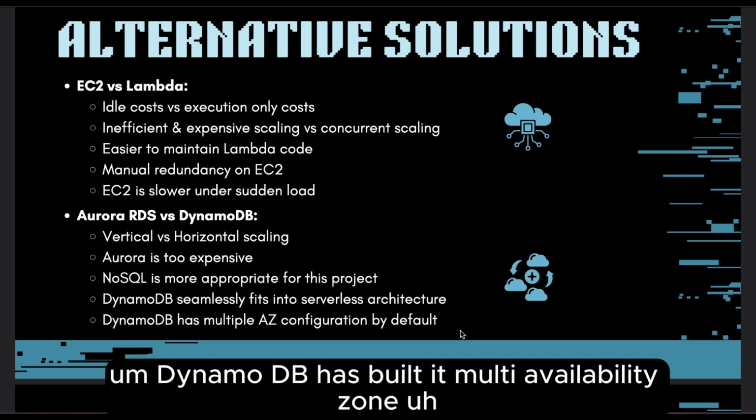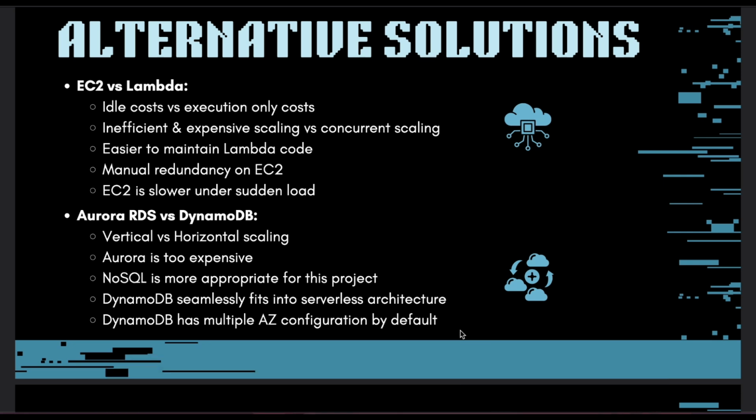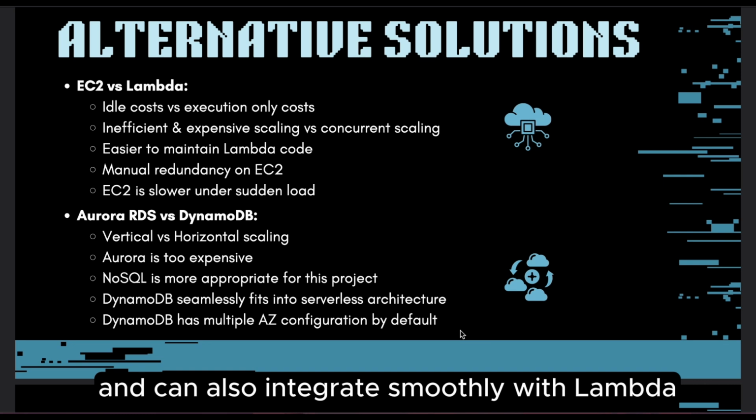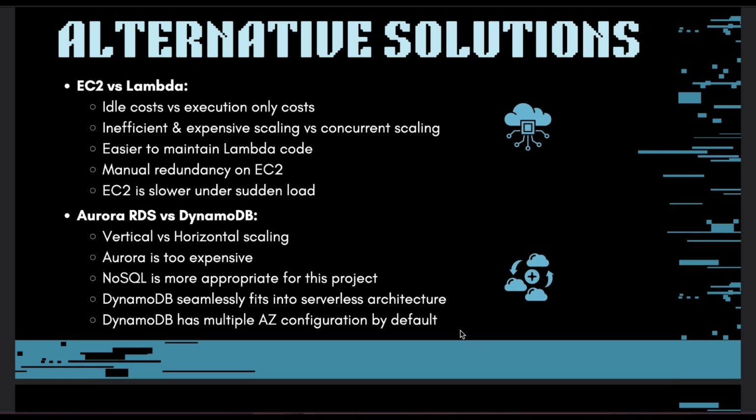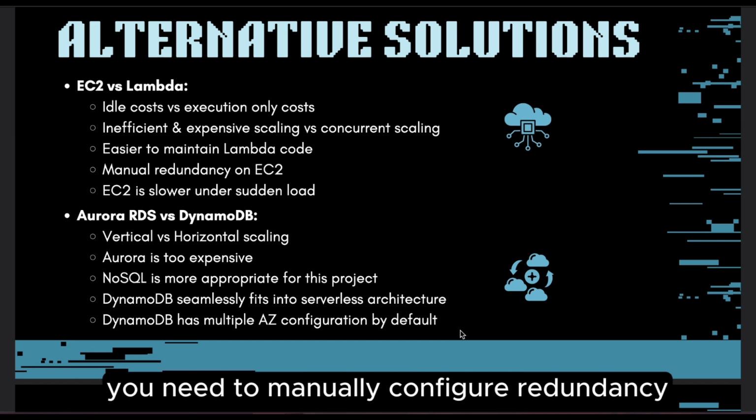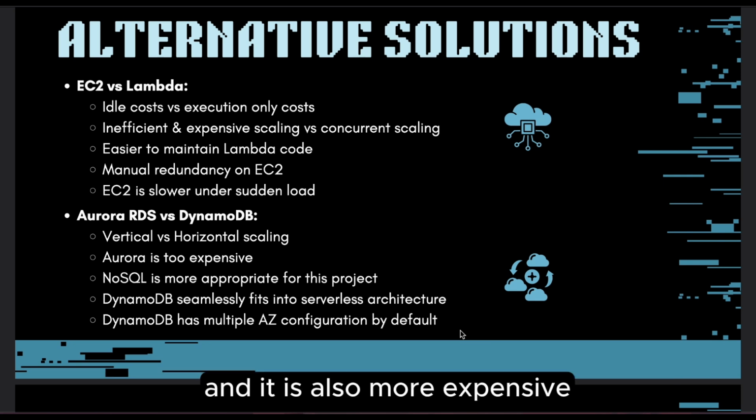DynamoDB has built-in multi-availability zone replication and can also integrate smoothly with Lambda. For Aurora, you need to manually configure redundancy, and it is also more expensive.